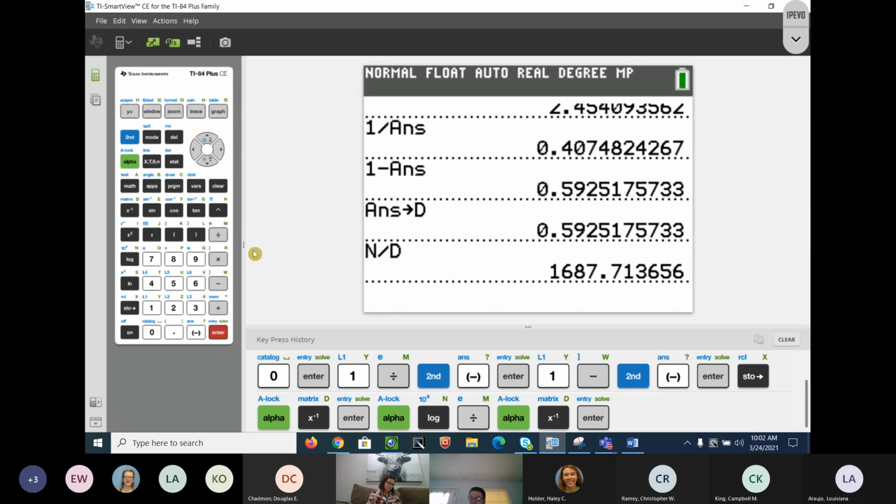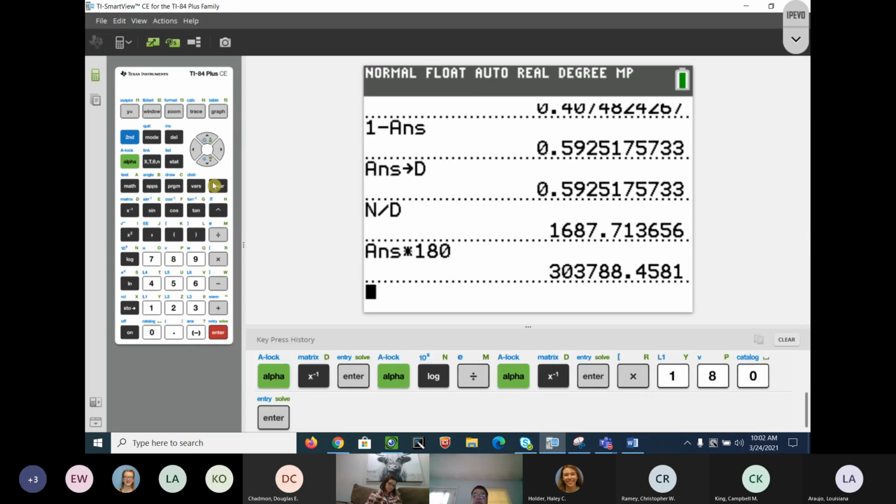And we're going to multiply that by 180. So how much did we pay for borrowing $200,000? We paid $303,788.46. So somebody tell me, how much interest did we pay? About $100,000. Now this is the best deal.